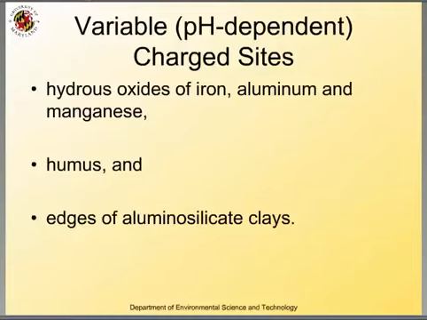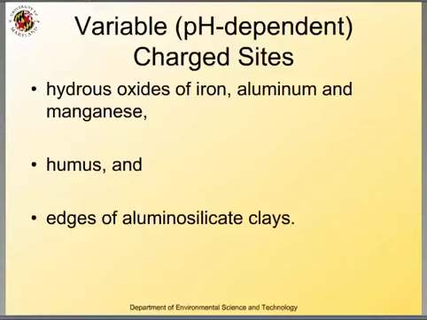Okay, how about the variable charge sites, or the pH-dependent sites? What kind of materials do we see that? Well, hydrous oxides of iron, aluminum, and manganese. The fact is most of our oxides here in our climate are of iron. Other places, aluminum and manganese are more important, but not here. Humus, the highly weathered, highly stable organic matrix, and also on the edges of aluminosilicate clays, okay?